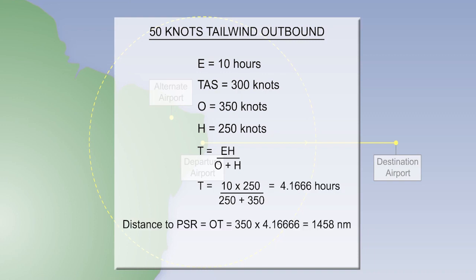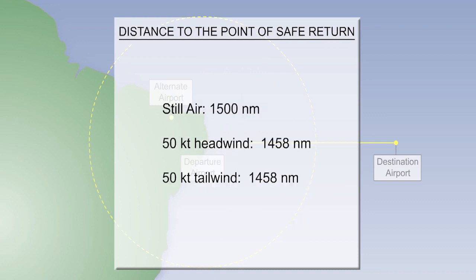You should have come up with the answers 4.166 recurring, or 4 hours and 10 minutes, and 1458 nautical miles. So we have shown that the maximum range is always the still air case. Whether the component is head or tail, the effect of wind is always to reduce the distance to the point of safe return. If you increase speed on the outbound leg, you reduce it on the inbound leg and vice versa. However, you always lose more by slowing down than you gain by speeding up by the same amount.